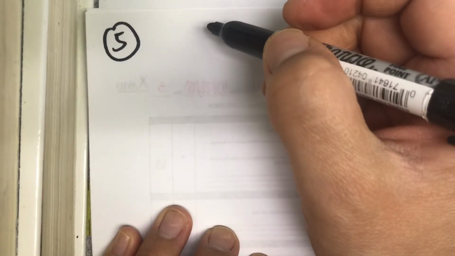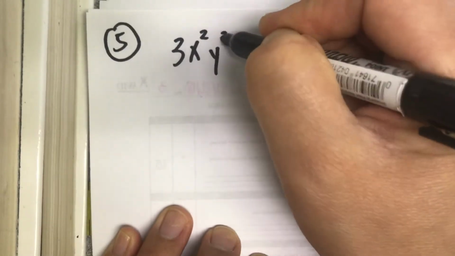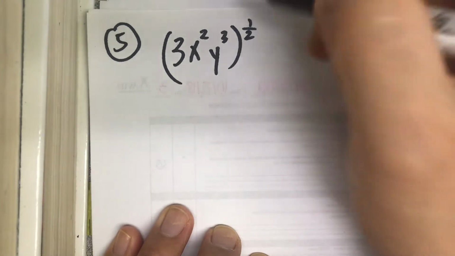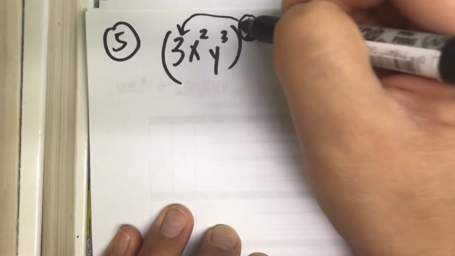Okay, the next one is going to be number 5. For number 5, which of the following expressions is equivalent to (3x squared y to the third) to the half? Okay, so remember, the half is going to affect each one.